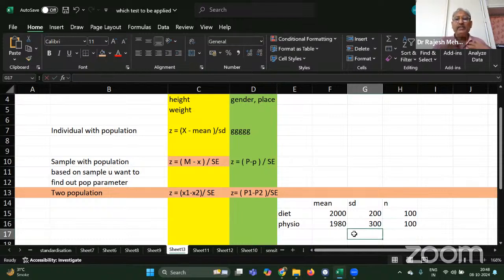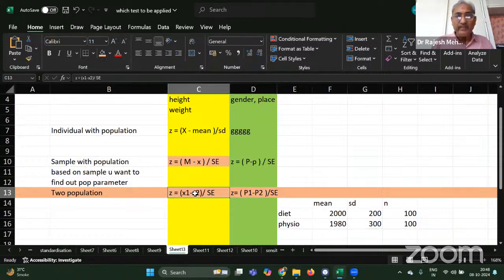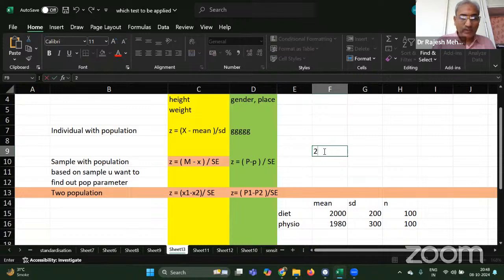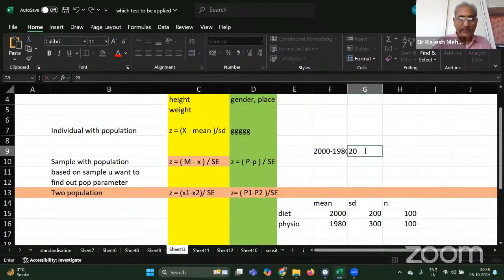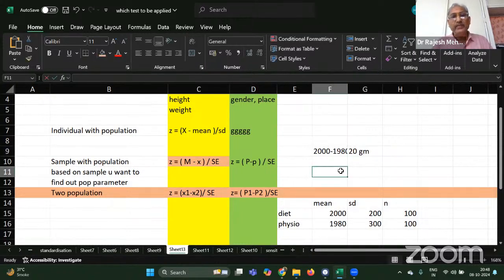Now, in this case, we want to say whether the weight loss was significant or not. That we want to find out, so we have this x1 minus x2. What is that? 2000 minus 1980, and the answer is 20. So the difference is 20 gram between these two therapies, diet therapy and physiotherapy, as far as weight loss is concerned. Now, whether this difference of 20 gram is significant or not, for that we want to find out the standard error of difference between two means.